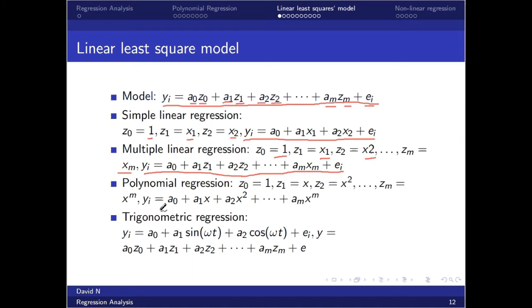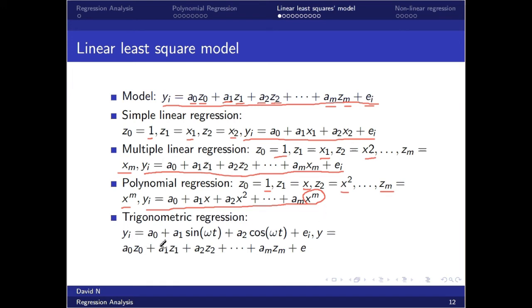Similarly, if we consider the polynomial regression, here is the model equation for the polynomial regression. Here it is a polynomial of the order m. By setting Z0 equal to 1, Z1 equal to x, Z2 equal to x square, and Zm equal to x to the power m, we'll be able to represent the polynomial of the order m in terms of the linear least square model.